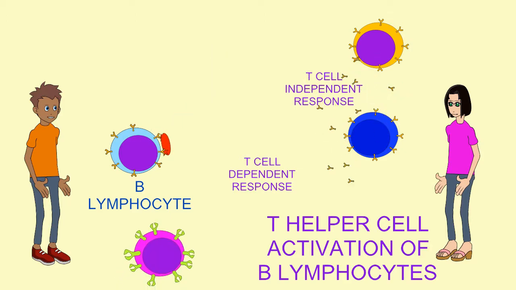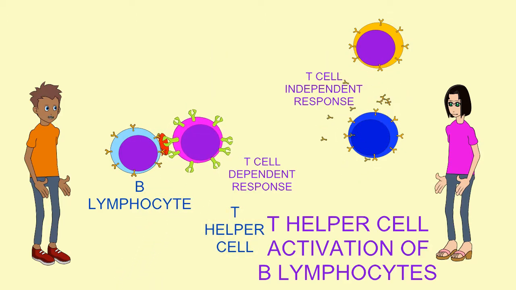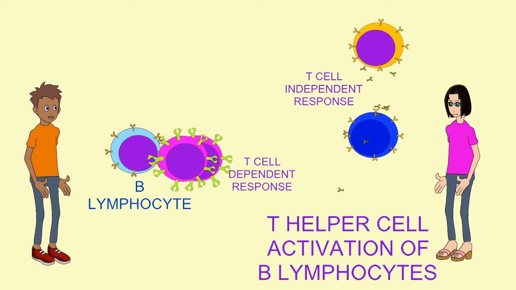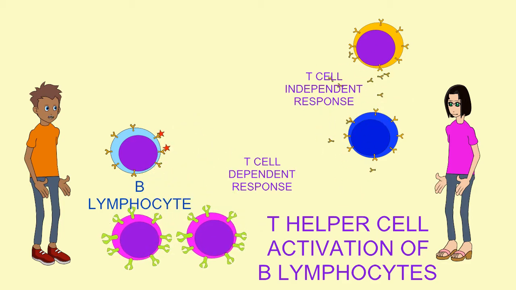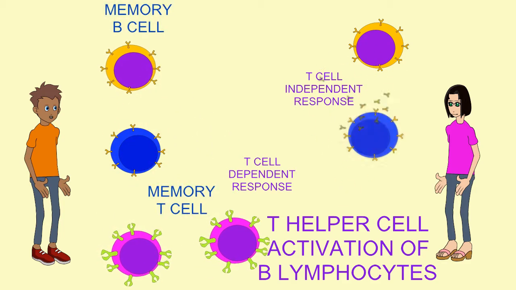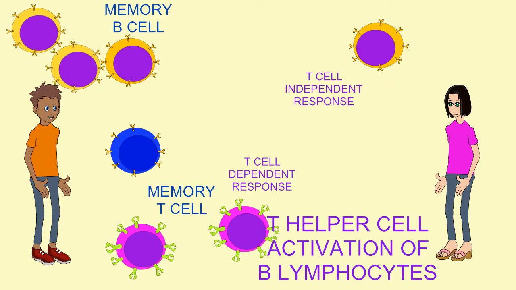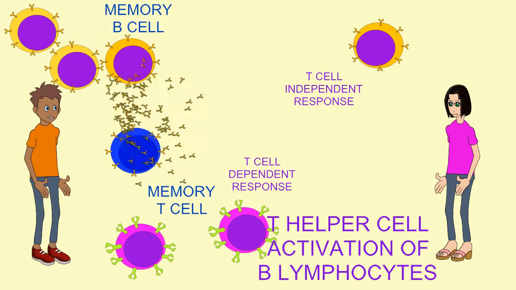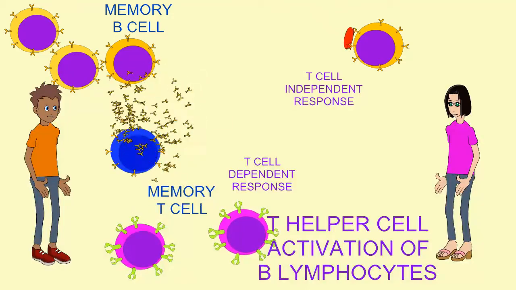So while the B lymphocytes and their production of antibodies may be crucial in the immunity to coronavirus, T helper lymphocytes are required to give those B lymphocytes permission before they make those antibodies.